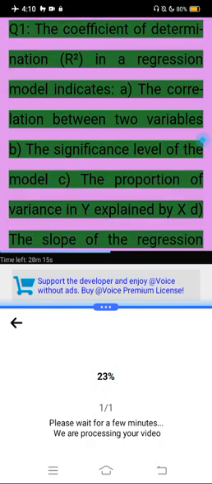Practice MCQs. Q1. The coefficient of determination r squared in a regression model indicates: A. The correlation between two variables. B. The significance level of the model. C. The proportion of variance in y explained by x. D. The slope of the regression line. Answer. C. The proportion of variance in y explained by x.